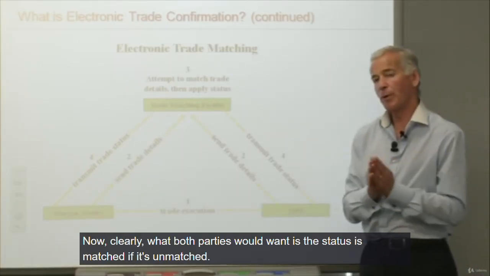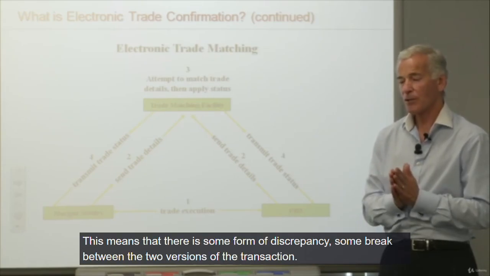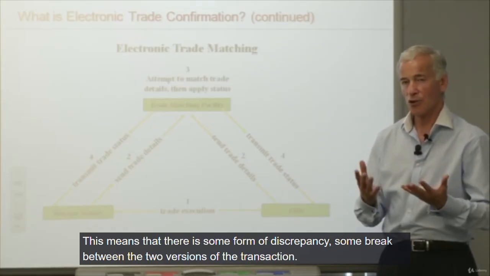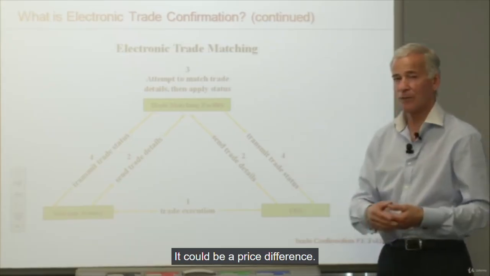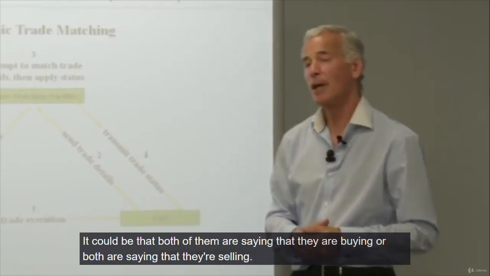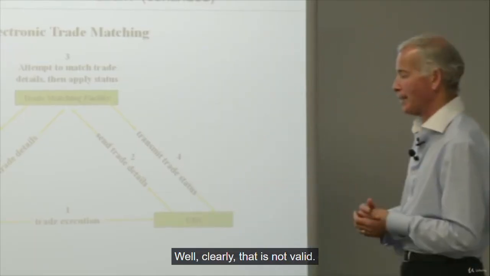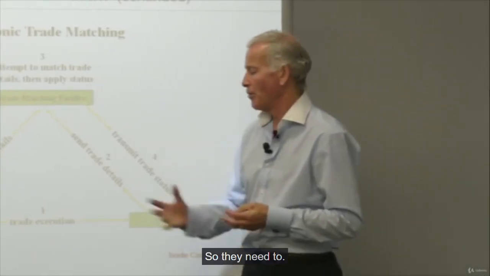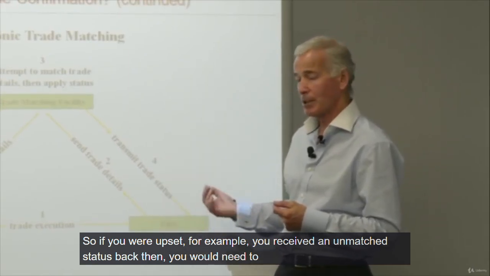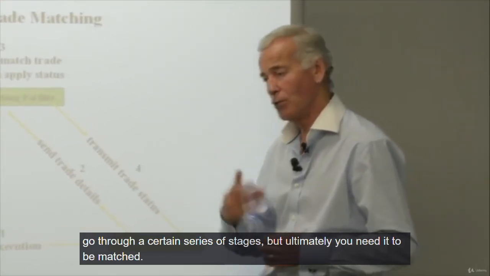Now, clearly, what both parties would want is that the status is matched. If it's unmatched, this means that there is some form of discrepancy, some break between the two versions of the transaction. It could be a price difference. It could be a quantity difference. It could be that the security itself is different. It could be that both of them are saying that they are buying, or both are saying that they're selling. Well, clearly that is not valid. So if you're UBS, for example, and you received an unmatched status back, then you would need to go through a certain series of stages. But ultimately, you need it to be matched.